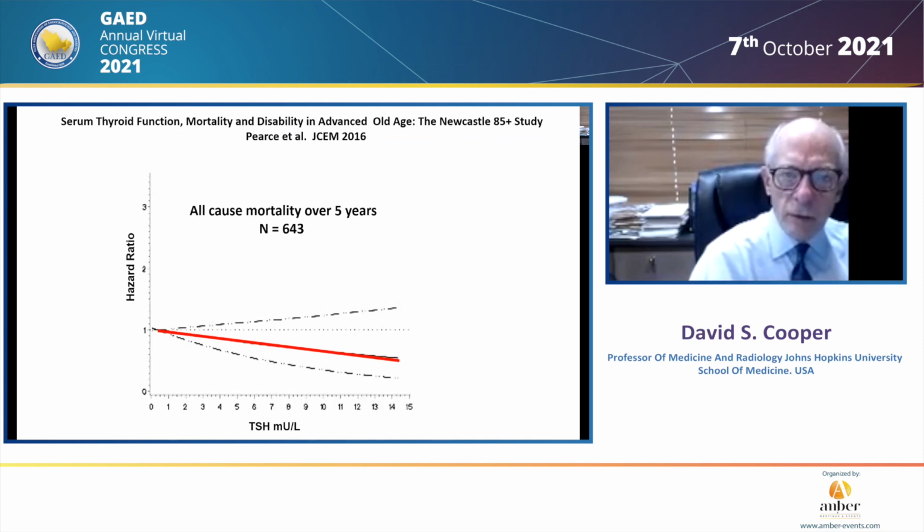These are patients over the age of 85 looking at mortality rates based on TSH. And you can see here that as the TSH goes up in people, the mortality actually goes down. And this has been shown in a number of studies.